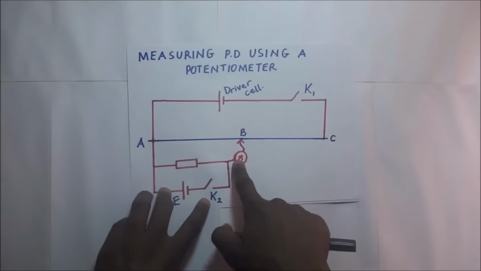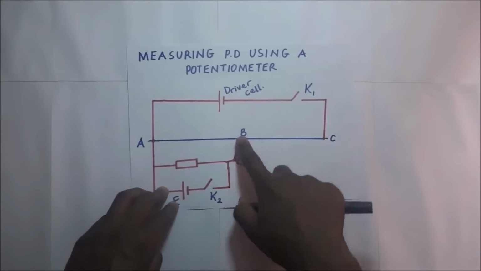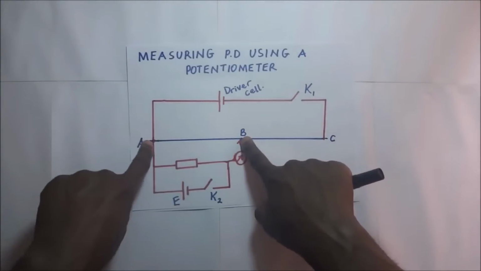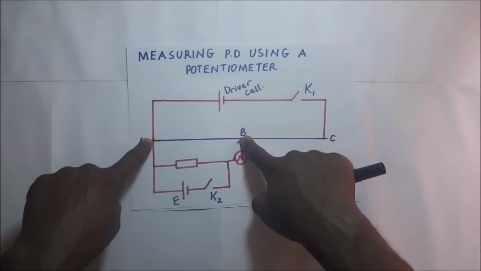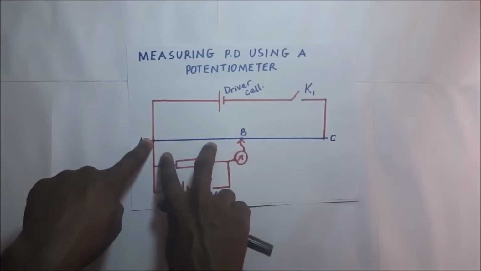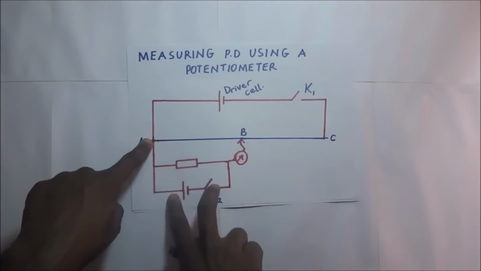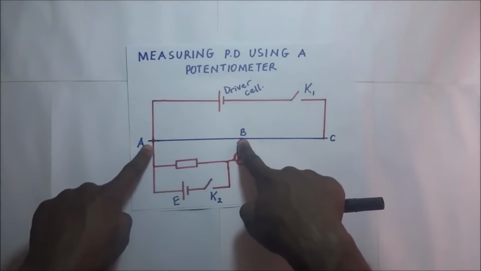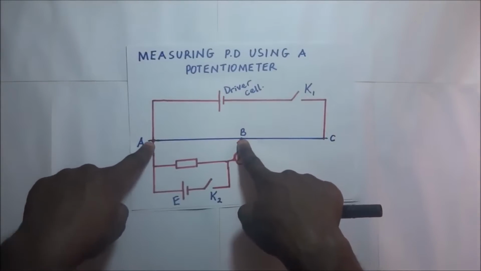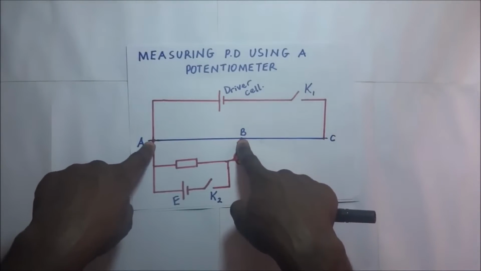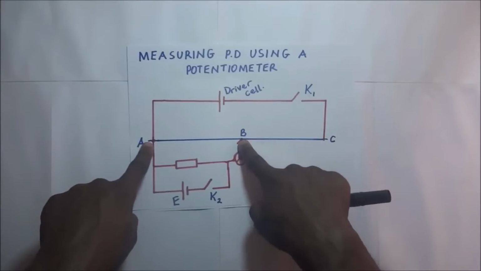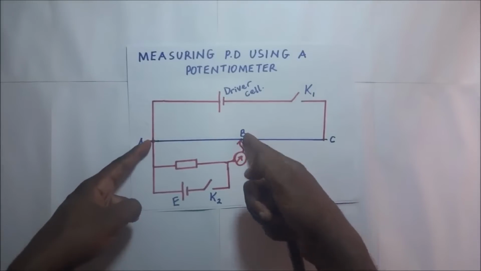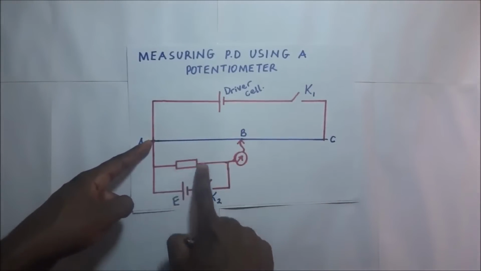So when the galvanometer is showing no deflection at that balance point, let's say the balance point is B, the potential difference across the portion of that wire AB will be equal to the potential difference across the components in the entire circuit. So here it means that the potential difference across the portion of the slide wire between the point A and the balance point B will be equal to the potential difference across this resistor.